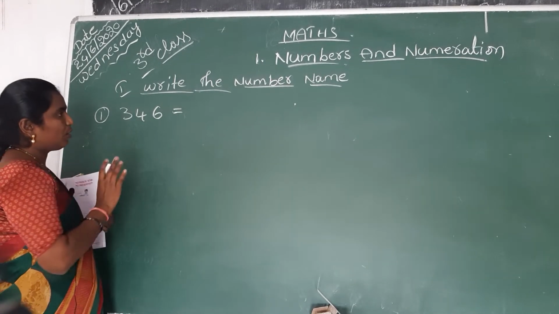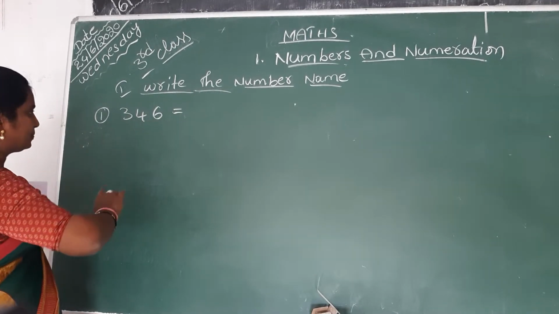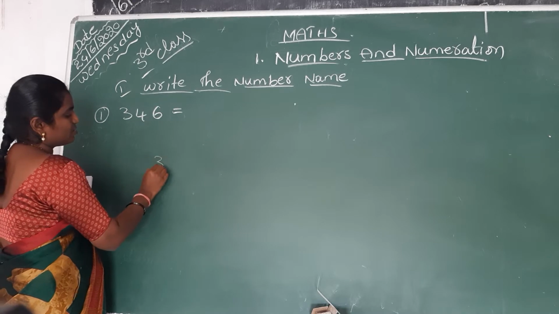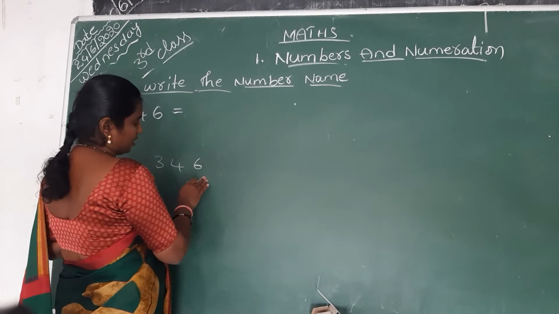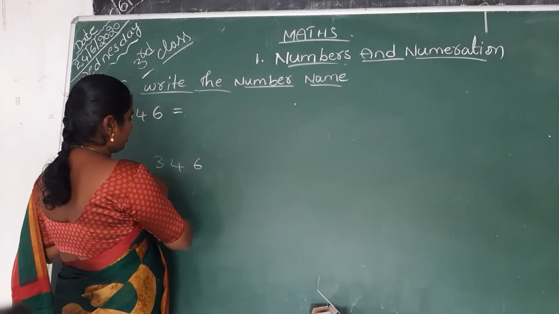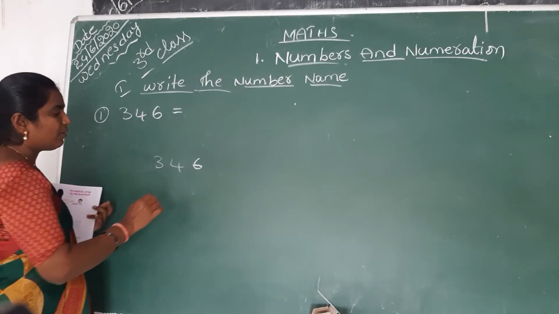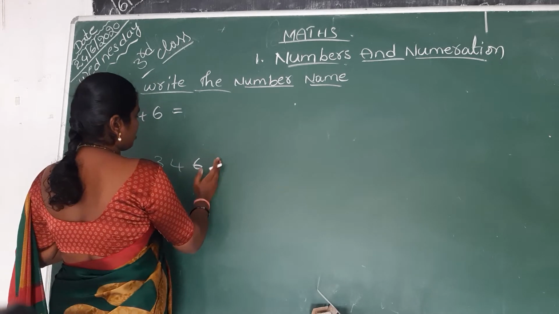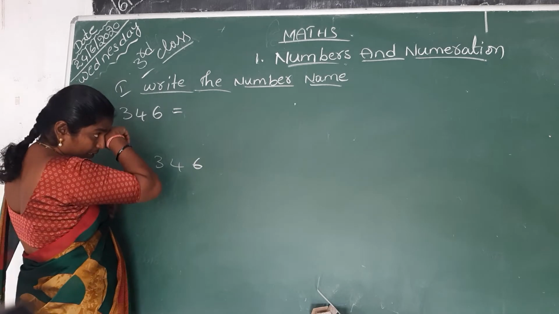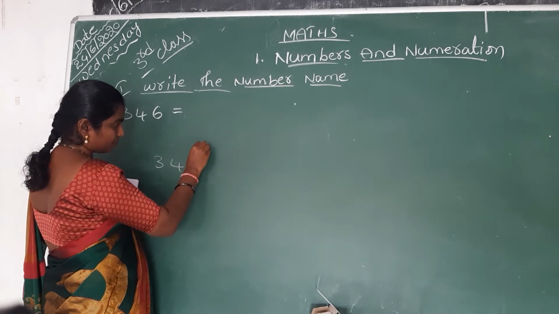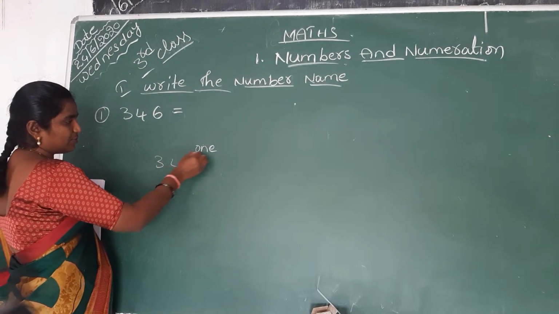If you want to write a number name, first you have to know the place value of a number. For example 346. In every number each digit has its own place value. While counting the place value, you have to start from the right side. We will start with 1. So first one is 1's place value.